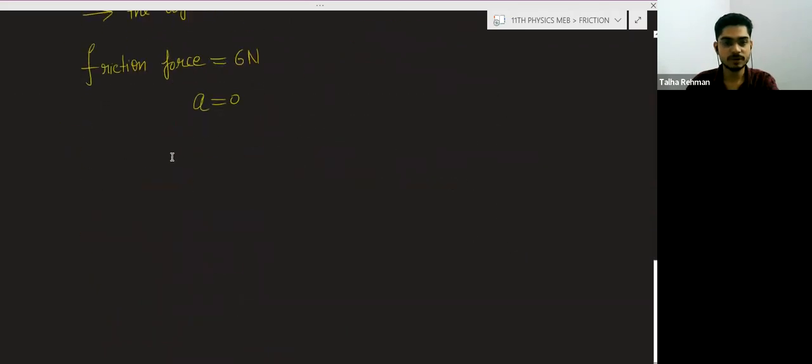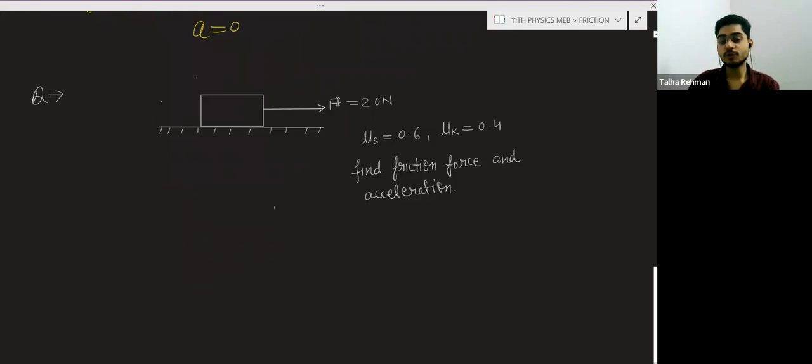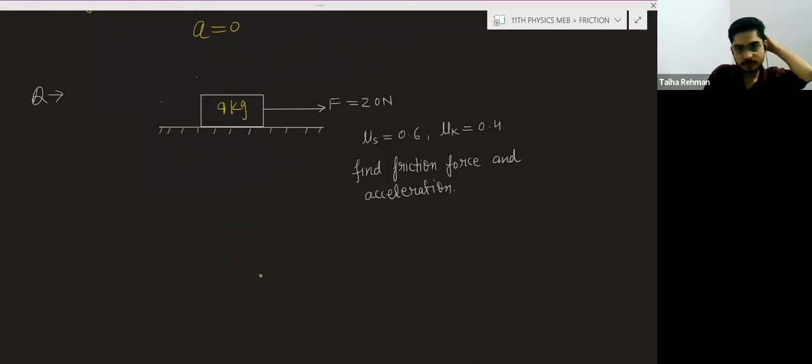Okay, so this question. Now 20 Newton is applied on a 4 kg block. We will see whether this block will move or not. The 20 Newton is applied in this direction, and there will be 4g, the normal reaction on this block, in the upward direction.